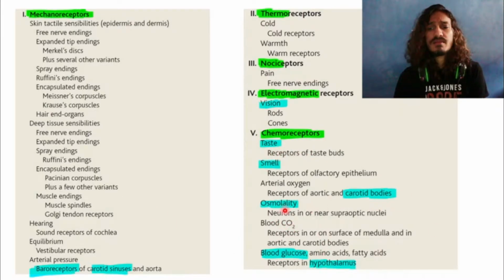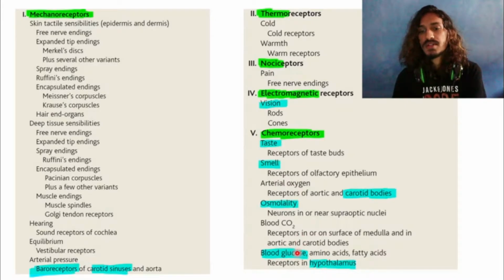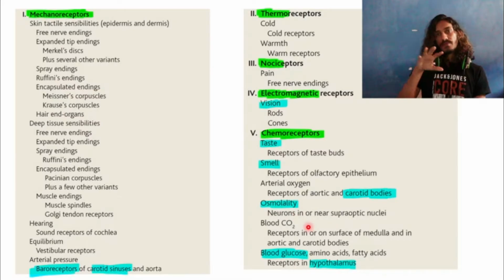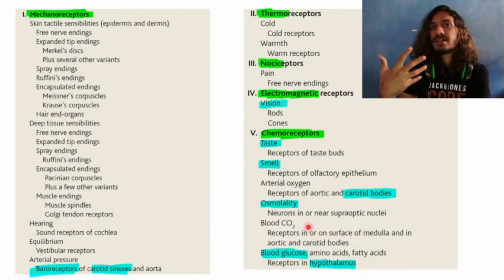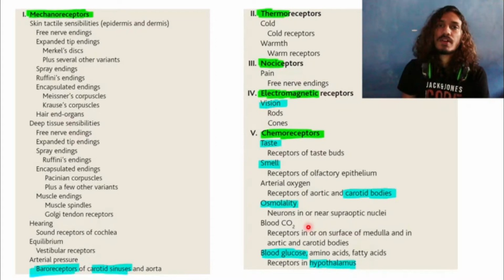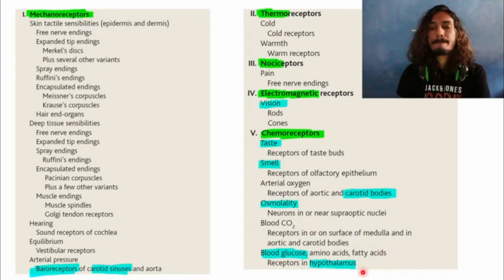Carotid body is for osmolality, and the baroreceptors which are there in the carotid sinus are actually mechanoreceptors because they detect changes in volume and pressure. Then blood glucose and osmolality of the blood are sensed where there is a gap in your blood-brain barrier. So these neurons in your brain directly sense all these things. These are the circumventricular organs.